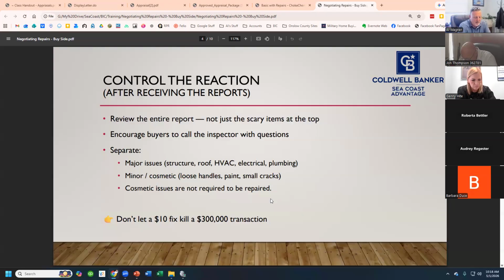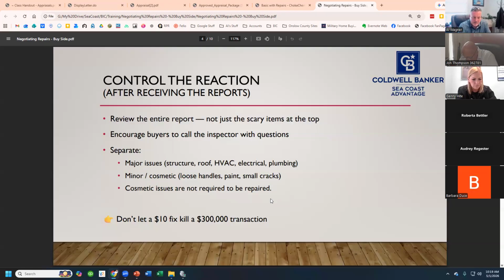Don't let a $10 fix kill a $300,000 transaction or a $600,000 transaction, because some of these things can be fixed pretty easy. If your buyer is really concerned and you're not getting anywhere with the listing agent, call a contractor and get prices yourself. That's a good tactic to use, is to send it over to a contractor that you know and ask him to give you estimates on what the repairs are going to cost. Or when you send over the repair request to the listing agent and they come back, ask for a copy of the estimate for the repairs.